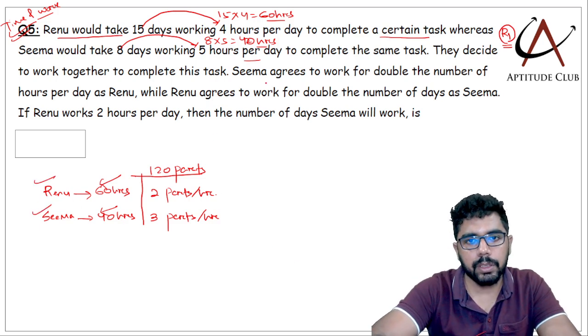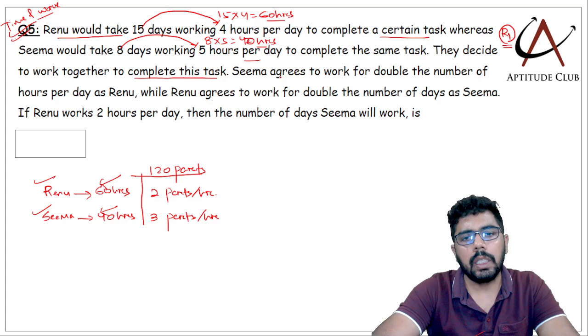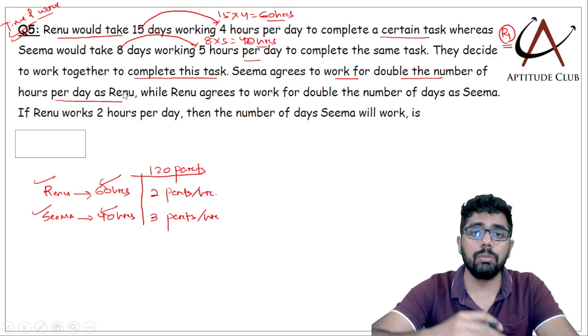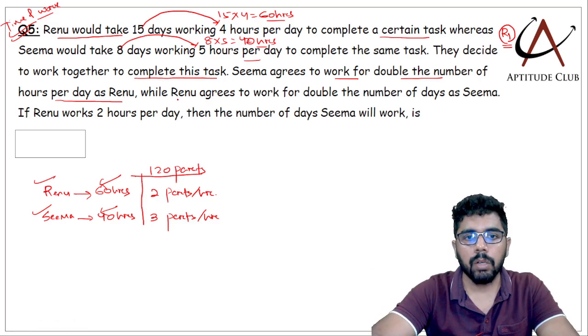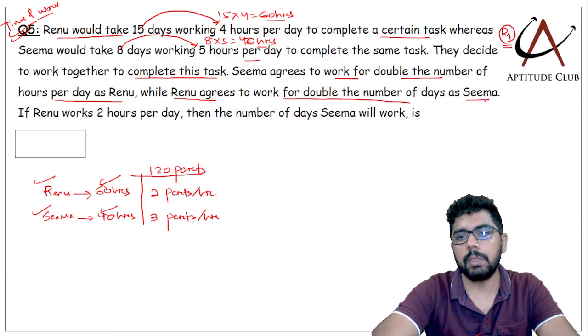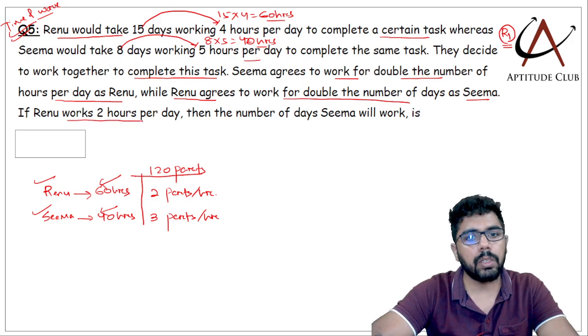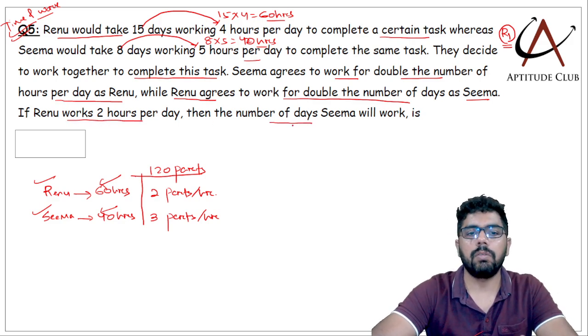Now let's go to the question. They decide to do the work together to complete the task. Seema agrees to work for double the number of hours per day as Renu. Renu, whatever hours she will work, Seema will do double the number of hours. While Renu agrees to work for double the number of days as Seema. Now, if Renu works 2 hours per day, then the number of days that Seema will work.